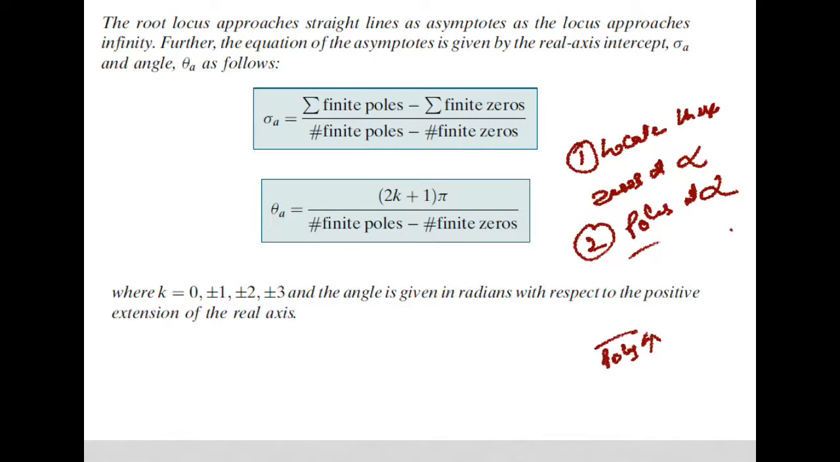Also, one more point is that k equals 0, plus minus 1, plus minus 2, plus minus 3 yields a multiplicity of lines that account for the many branches of the root locus that approach infinity. So it is clear that the equation for the asymptotes, the real axis intercept, is given by the summation of finite poles minus finite zeros divided by the number of finite poles minus the number of finite zeros, and the angle is as follows. So this is how the finite poles and finite zeros are taken care of.